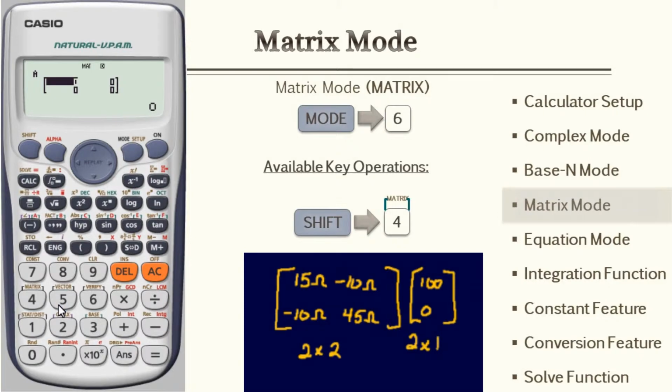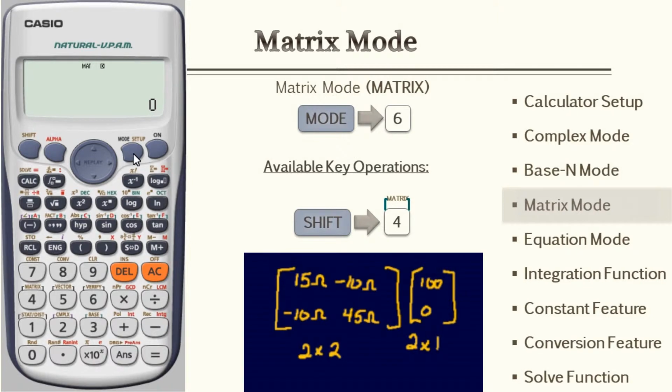And then I'm going to go ahead and plug the same numbers we had in that video. So we had 15, then -10, -10, and then 45, and then hit enter. And that's going to save that matrix with these particular numbers in there. So I'm going to hit AC, which gets us out of that.